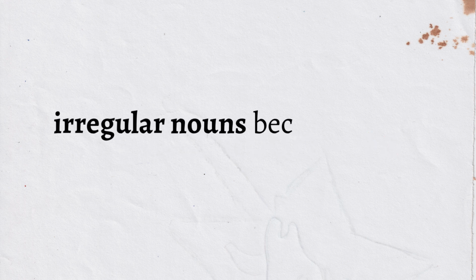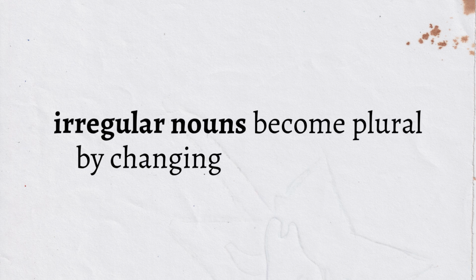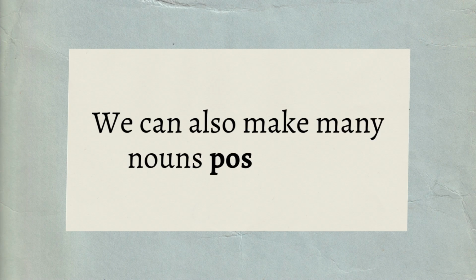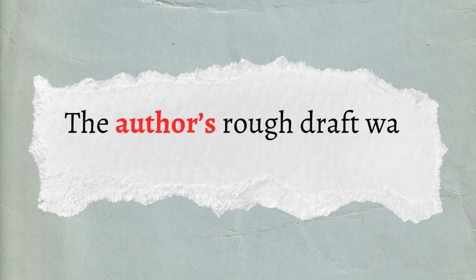Irregular nouns become plural by changing the word stem in some way. So child becomes children, goose becomes geese, and mouse becomes mice. We can also make many nouns possessive. For example, the author's rough draft was already in great shape.